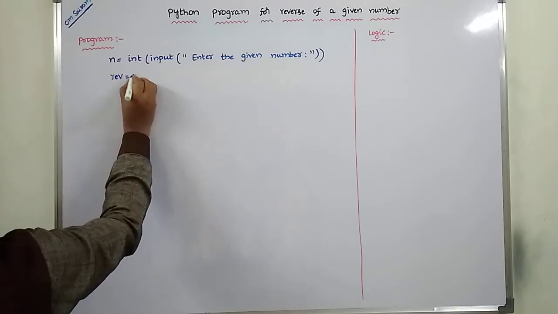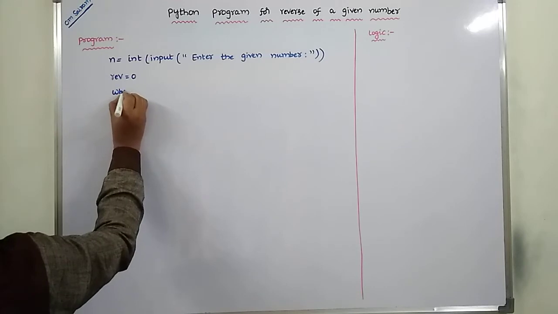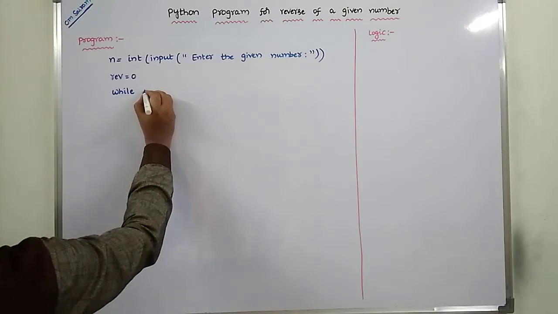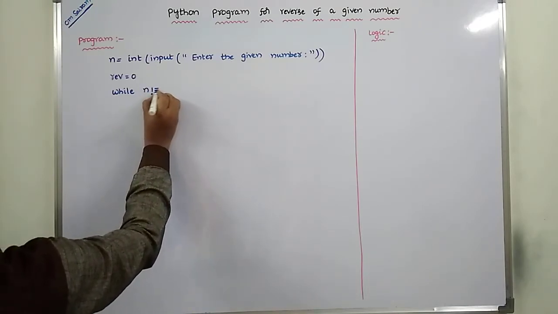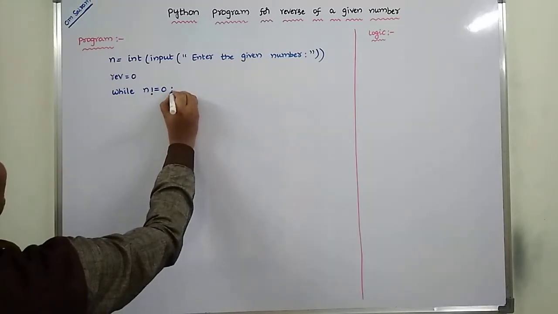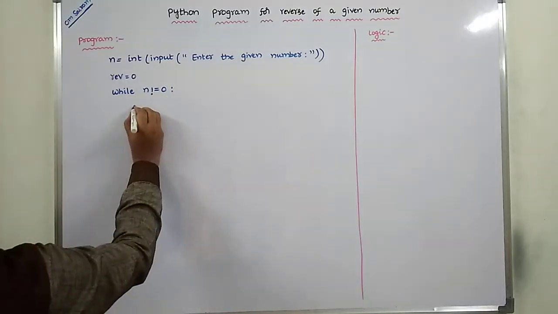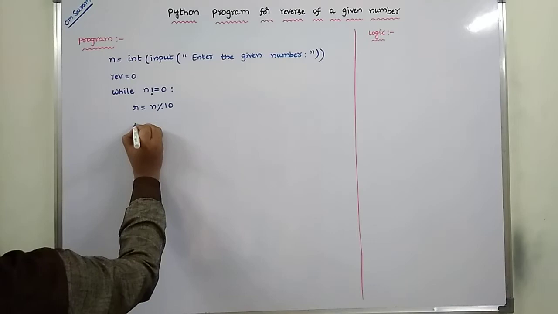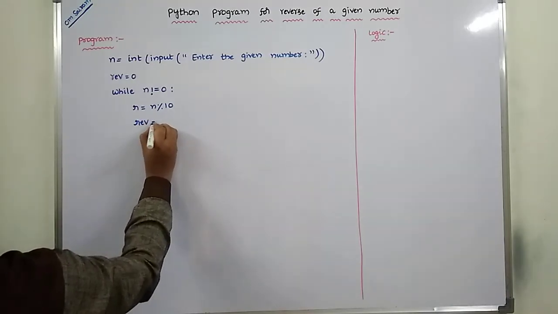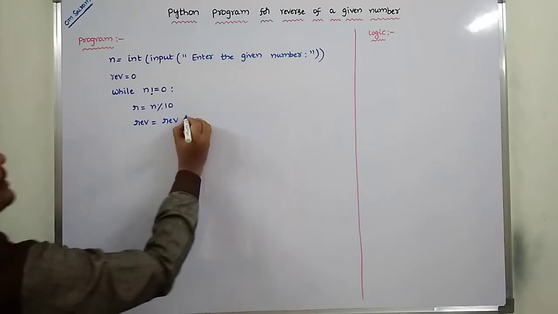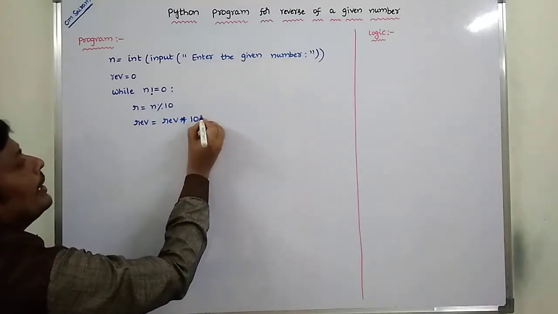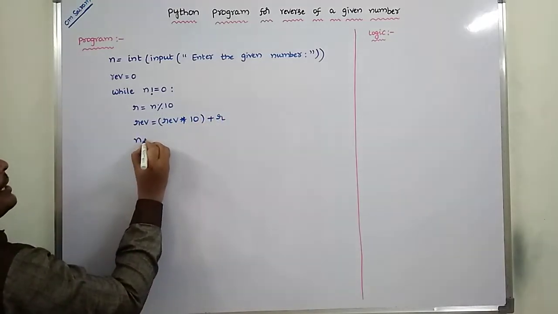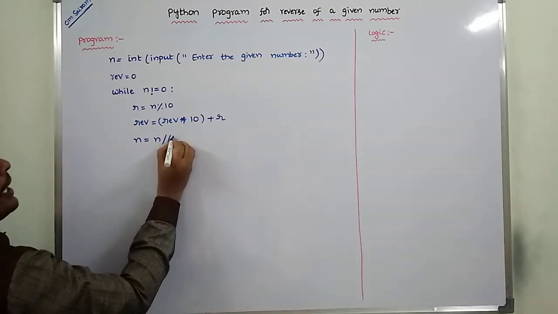Now REV is equal to 0. While n not equal to 0 colon. Now R is equal to n modulus operator 10. Next REV is equal to REV into 10 plus R. Next n is equal to n by 10.